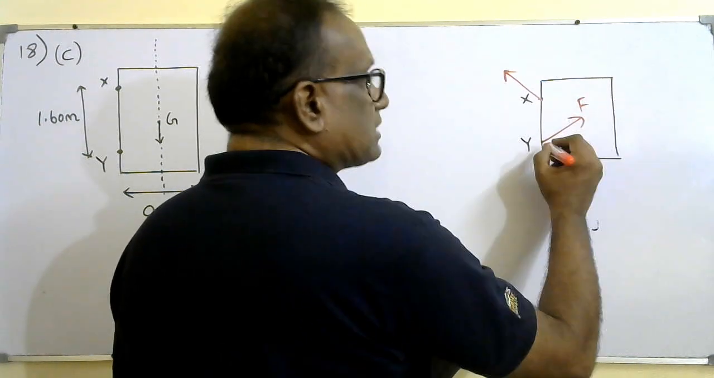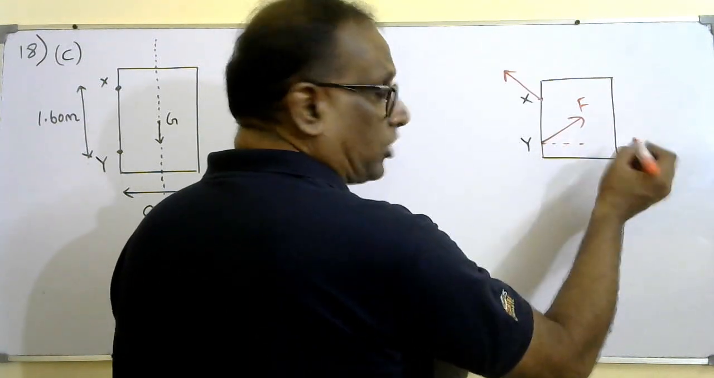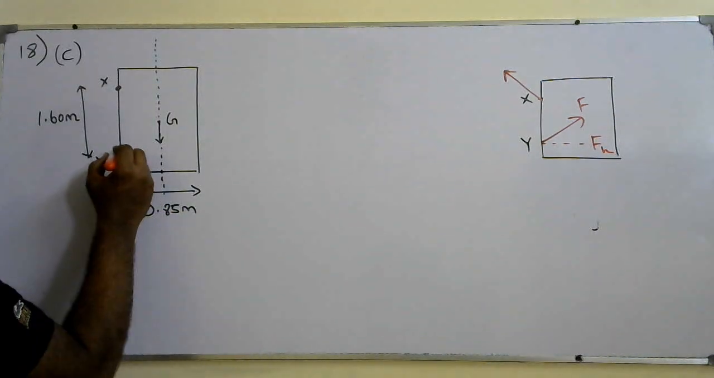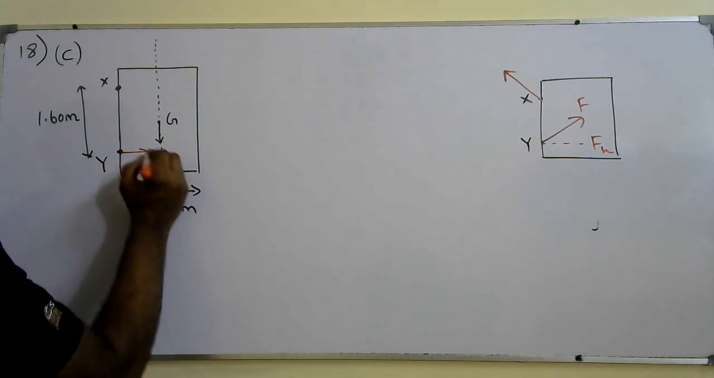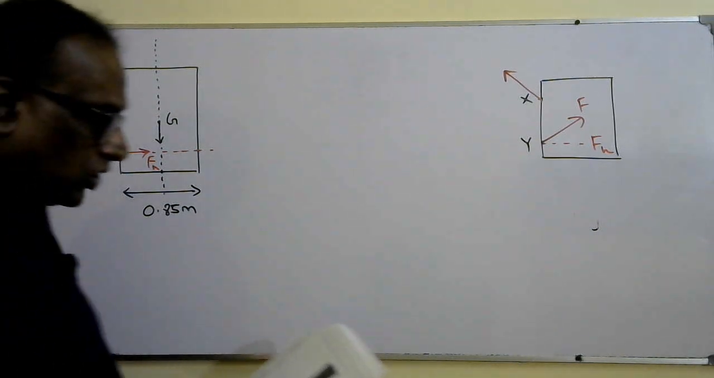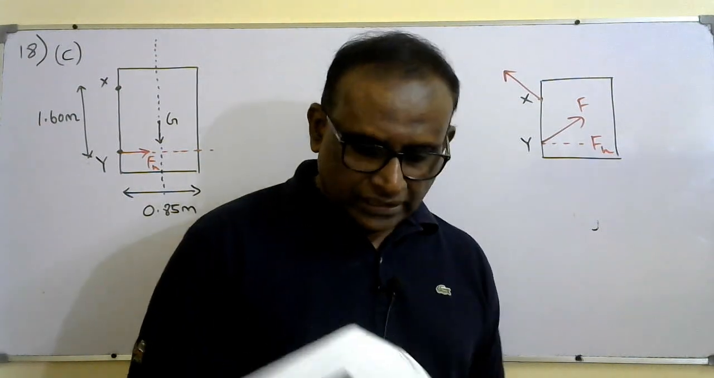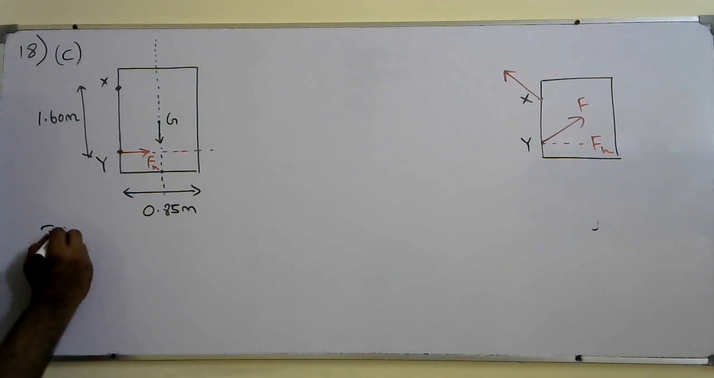So this force has a horizontal component. If I consider the horizontal component, it's going to be F cos theta. Rather than saying F cos theta, I can say Fh. So the horizontal force acting at Y is Fh. This is the line of action of the force. The question is: find the horizontal component of the force at Y. Show that the horizontal component of the force of hinge Y on the door is about 40 newtons. Okay, so we'll take moments about X.